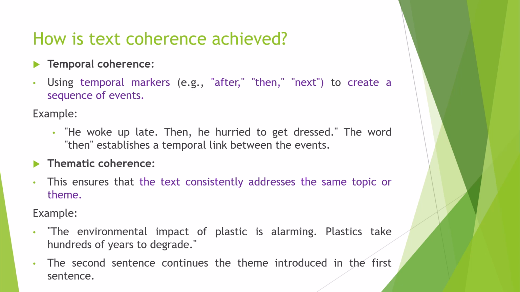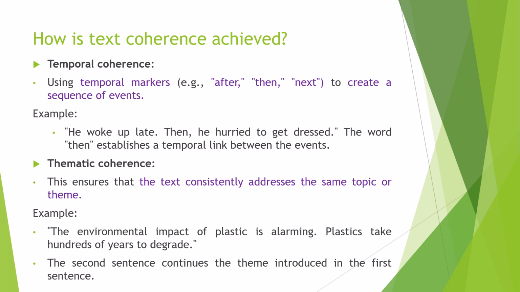The next type of coherence is temporal coherence. In this coherence, we use words that refer to time. For example, after, then, next. These are all words used as markers to create a sequence of events. In this passage, he woke up late, then he hurried to get dressed. The word then indicates a temporal connection between the events.